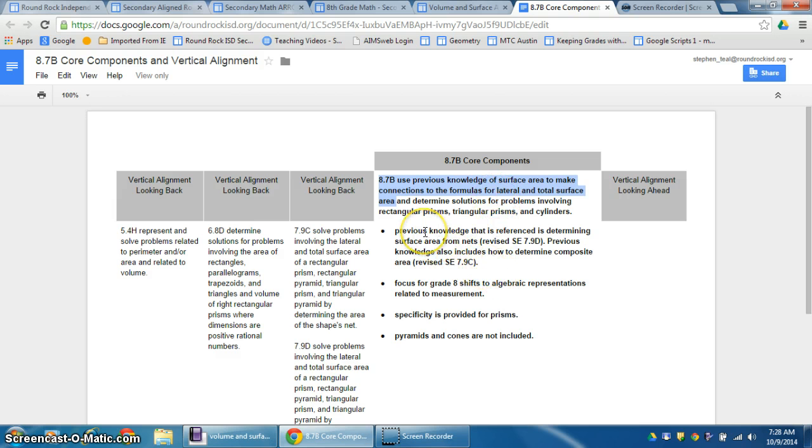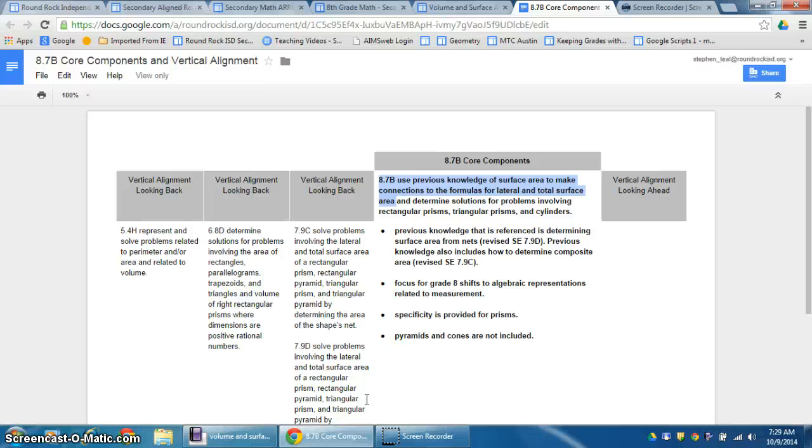So in our core components, it helps us know where that previous knowledge comes from. Previous knowledge, as referenced, is determining surface area from nets. So if you look at the core component, or you look at the TEK in 7th grade, they found the lateral and total surface area by simply using the net and finding the area of each individual face on that shape. So what you've got to do now in 8th grade is play off of that connection.